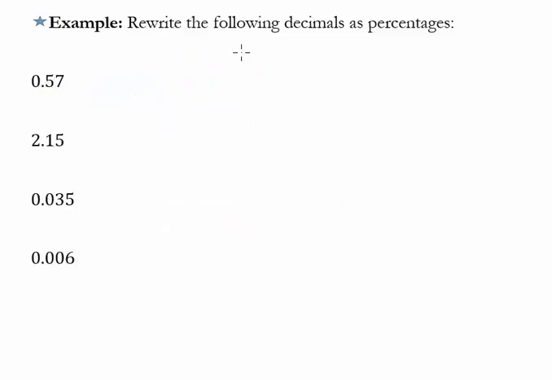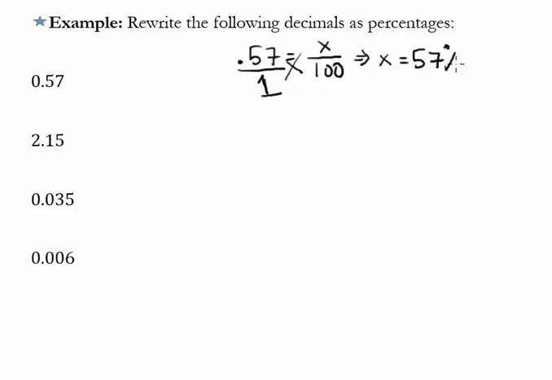For example, rewrite the following decimals as percentages. So 0.57. We could do it the long way. I could say that 0.57 equals x over 100. I could say this is really 0.57 over 1. I could cross multiply, and you would end up with x. This would lead to x equals 57, which means 57%.